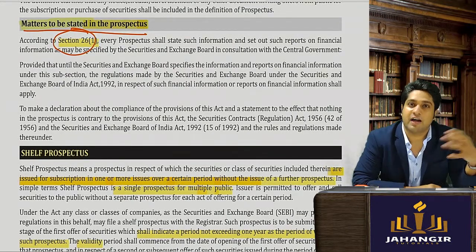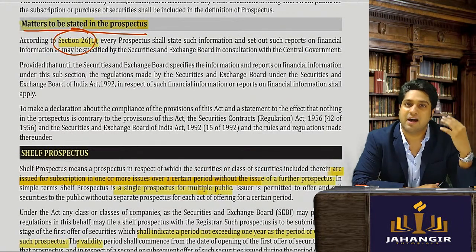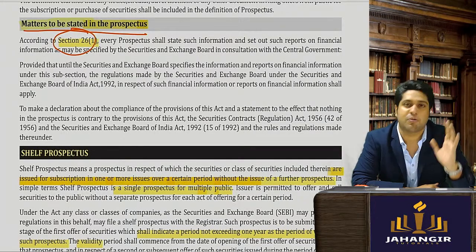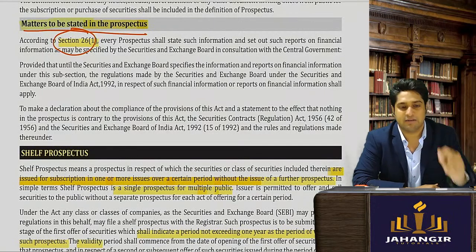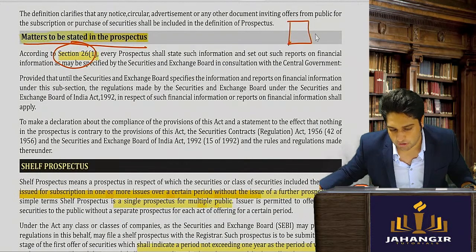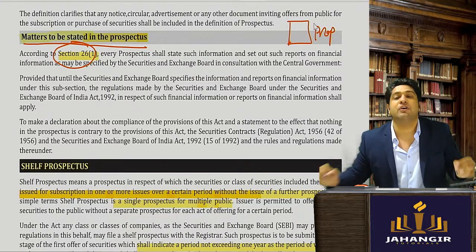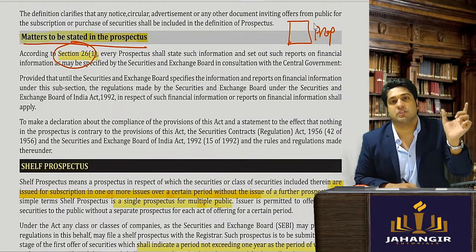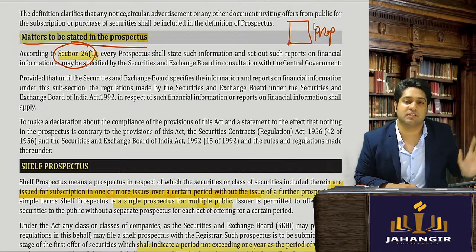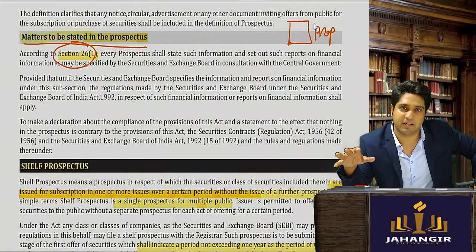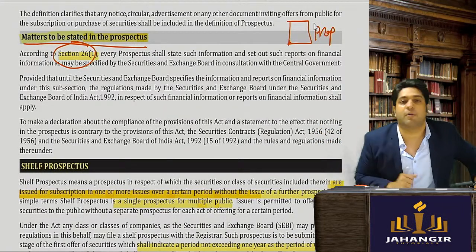In practical life, I came to know that there was a merchant banker who got a penalty of 1 crore for not complying with section number 26 properly. What was it? Let me tell you the scenario. There was a company which issued a prospectus and there were some material non-disclosures, that the license was earlier cancelled for the company, and that fact was not written in the prospectus.